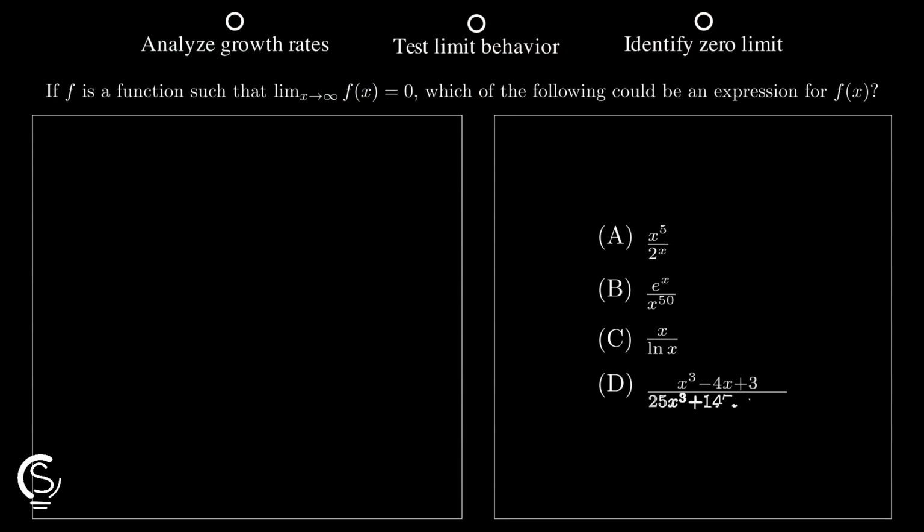First, look at option A. Exponential functions grow much faster than any polynomial. Since the denominator 2 to the x dominates the numerator x to the 5, it approaches 0.